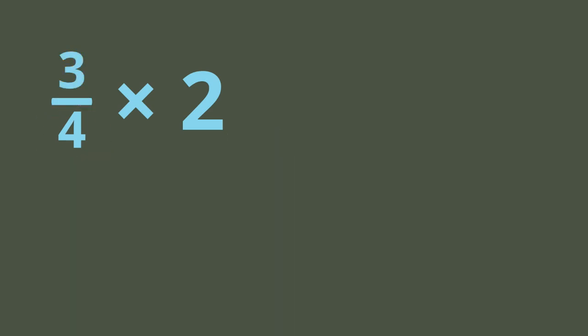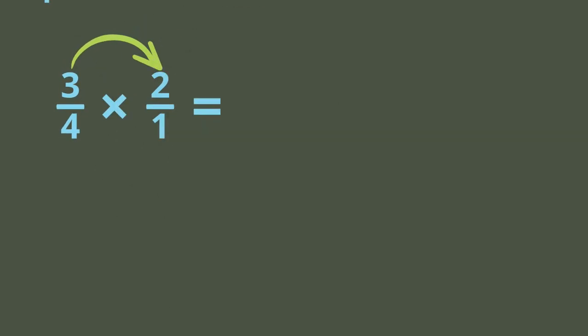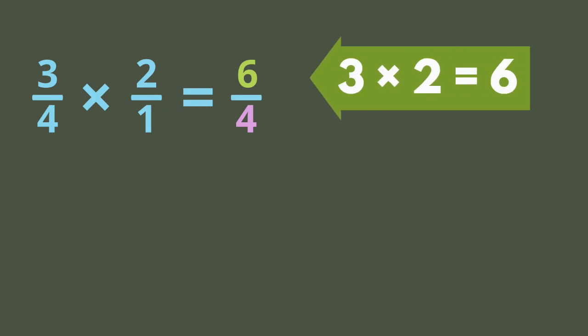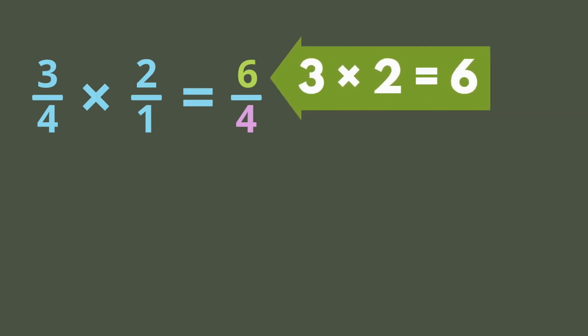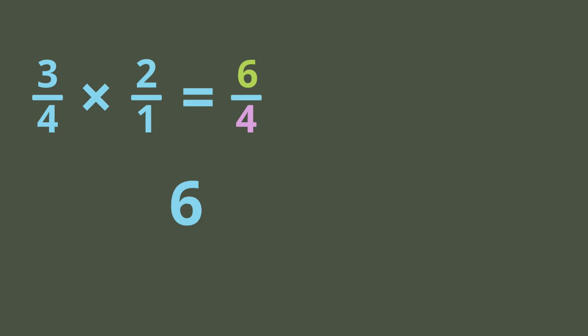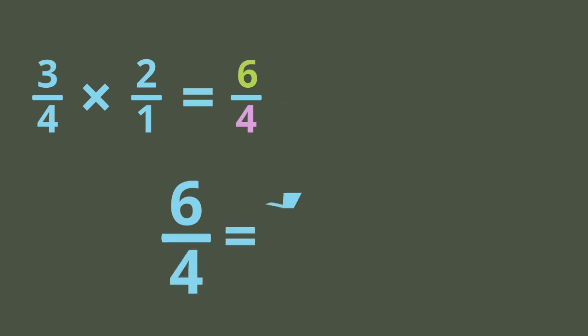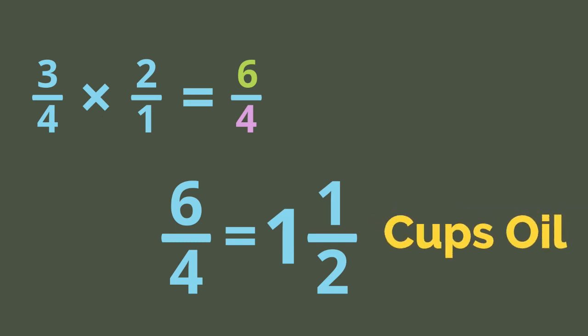Mathematically, we begin by writing the whole number as a fraction. Then we multiply the numerators to get the new numerator, and we multiply the denominators to get the new denominator. The product of the numerators, 3 and 2, gives 6. So the new numerator is 6. The product of the 2 denominators, 4 and 1, gives 4. Thus, the new denominator is 4. Simplifying and creating a mixed number gives a final answer of 1 and 1/2 cups of oil.